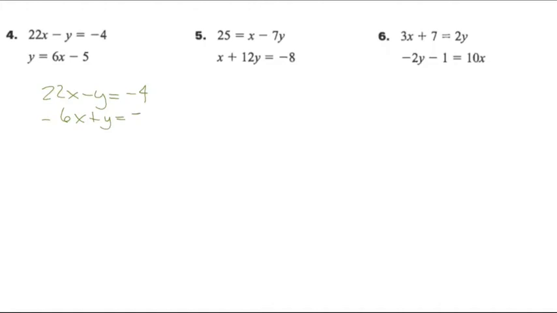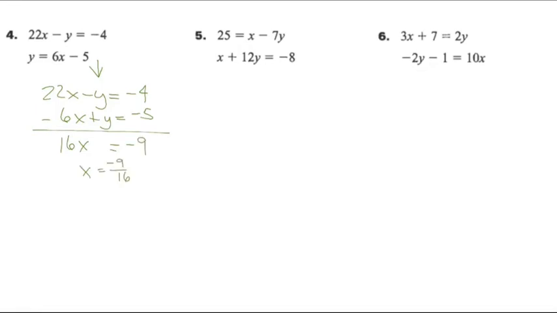And then I look at them: same coefficient for the y's, but opposite signs. So I'm just going to add the two together. 22 minus 6 is 16. The y's disappear, and I get negative 9. Solve for x, I get x equals negative 9 sixteenths.